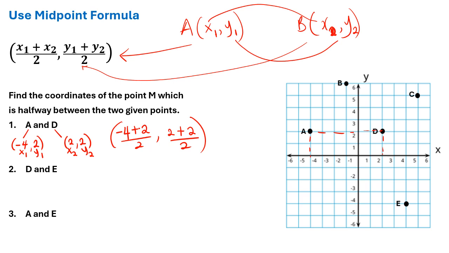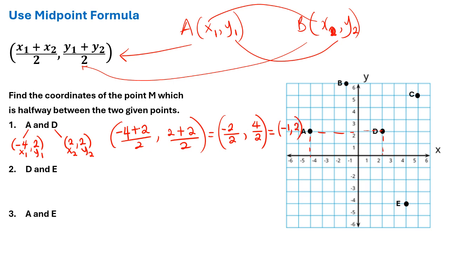So I have x1 plus x2, which is -4 plus 2, and -4 plus 2 is -2, and then I'll divide that by 2, comma, and 2 plus 2 is 4, and I'll divide that by 2 as well. To finish this problem, -2 divided by 2 is -1. Let me take my eraser and do my -1 properly. -1, comma. 4 divided by 2 is 2.